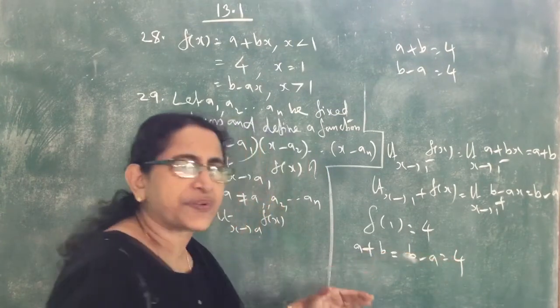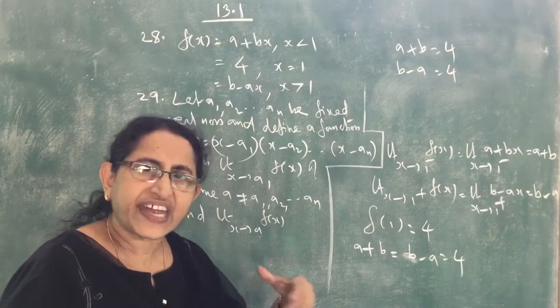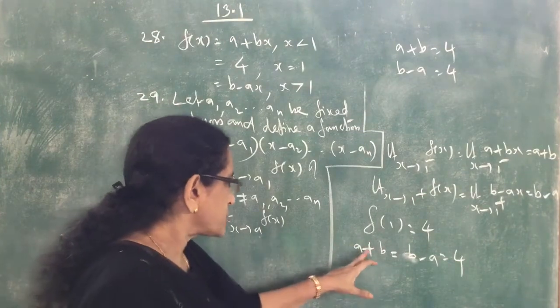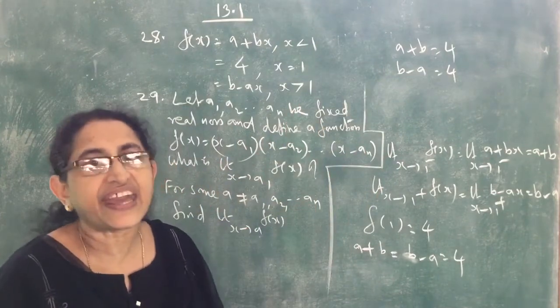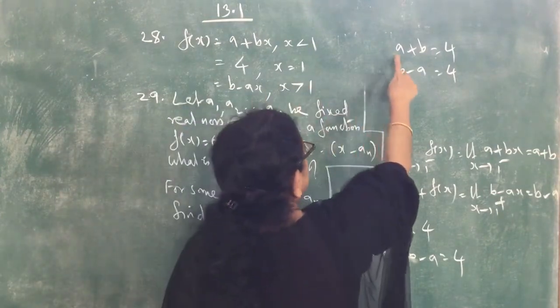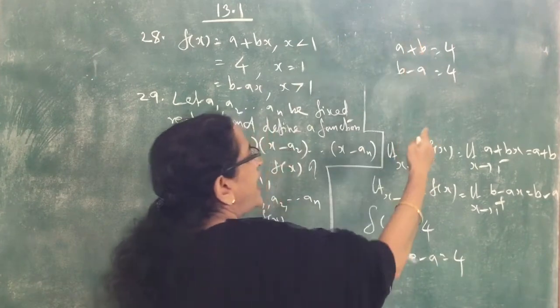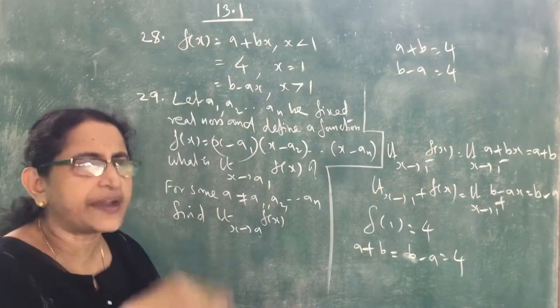So these three expressions are equal, which means we can equate any two. So a plus b equal to 4, b minus a equal to 4. Now solving that we can find a and b. Here there is plus a, here there is minus a. So when we add, a will be cancelled. So we can add both the equations.